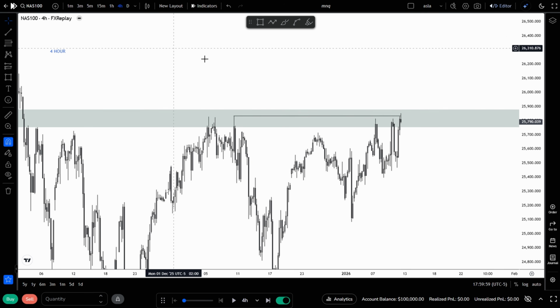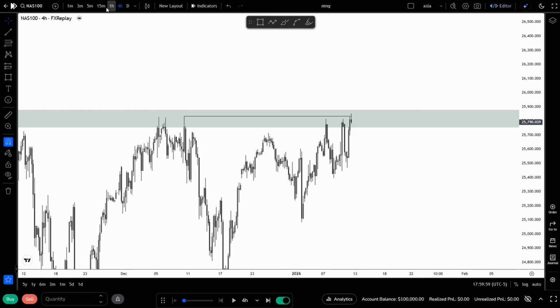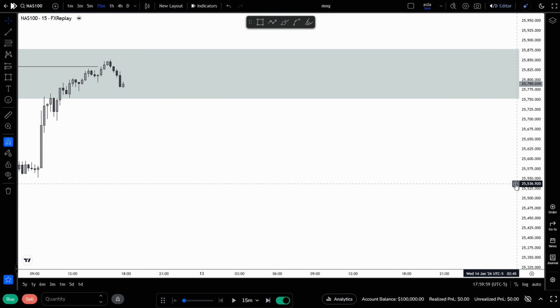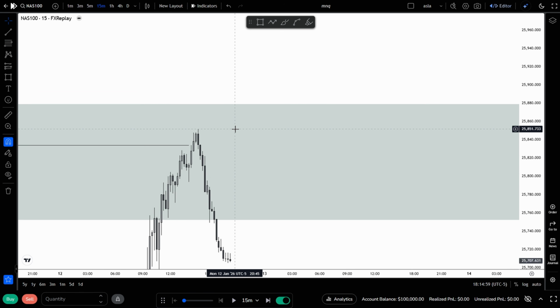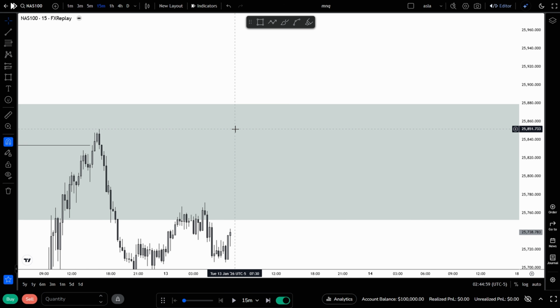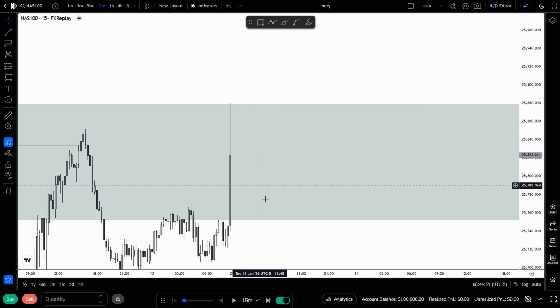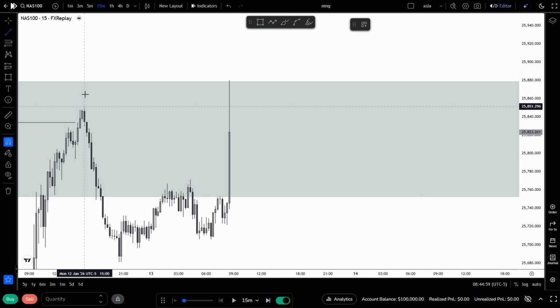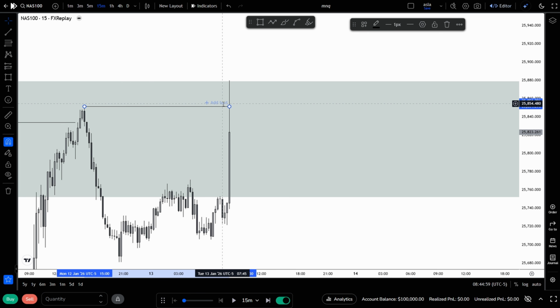Here we have a clear buy-side liquidity sweep, and this happens before the 9:30 New York Open. As I mentioned earlier, I personally only take trades after the 9:30 Open, so we are going to wait for the market to open before looking for any entry. Now here we have the 9:30 Open.